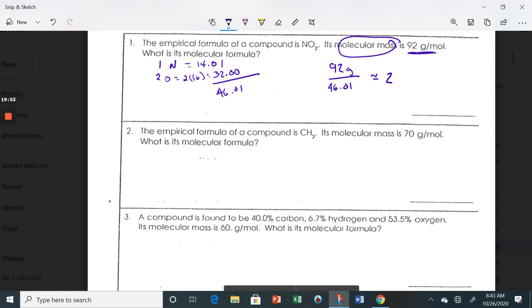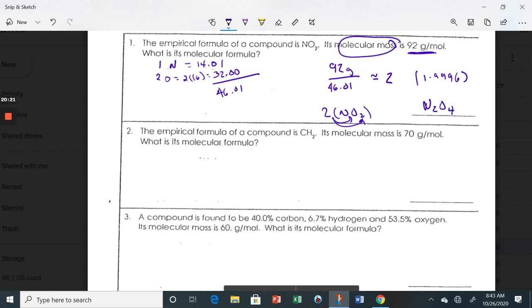And the reason why it's 92 is because this is a Regents worksheet and they use whole numbers. This turned out to be 1.9996, which is 2. We're going to round it. So if that's 2, then I take the 2 and I multiply it by the NO2 and distribute this through to the subscripts. So I have N2O4.